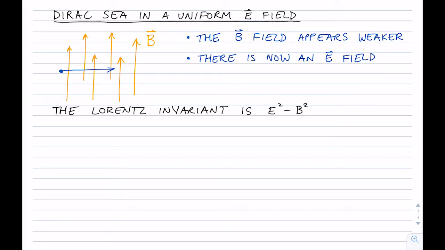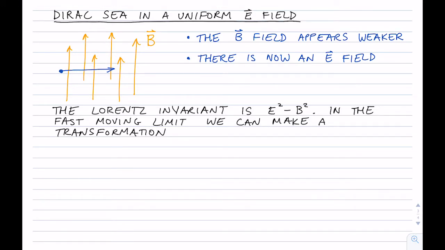And so what happens is, in the fast moving limit, you won't see a magnetic field anymore. That will go to 0, and instead you'll only see the electric field. And so you can see that you'll make a transformation from B field to iE.